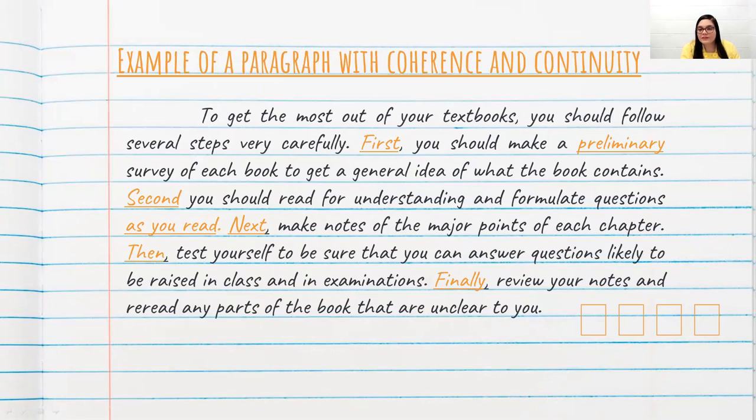To get the most of your textbooks, you should follow several steps very carefully. First, you should make a preliminary survey of each book to get a general idea of what the book contains. Second, you should read for understanding and formulate questions as you read. Next, make notes of the major points of each chapter. Then, test yourself to be sure that you can answer questions likely to be raised in class and in examinations. Finally, review your notes and reread any parts of the book that are unclear to you.